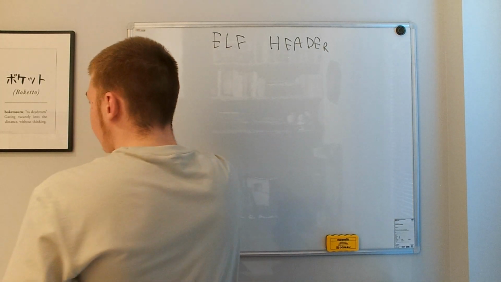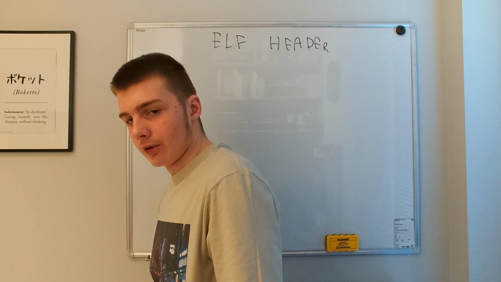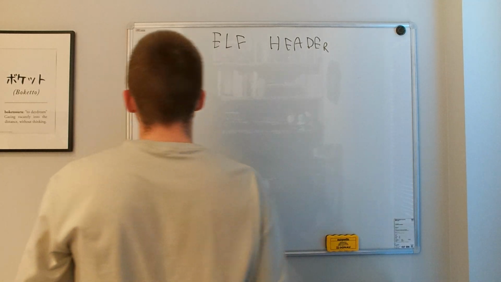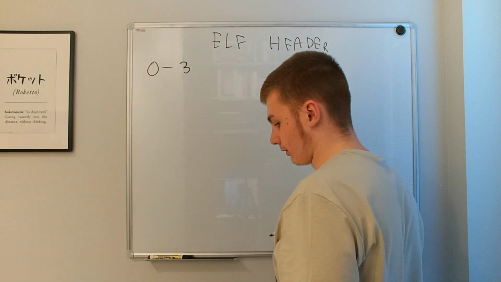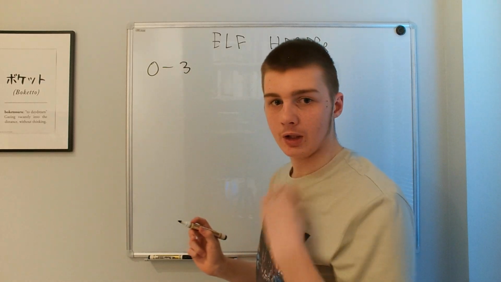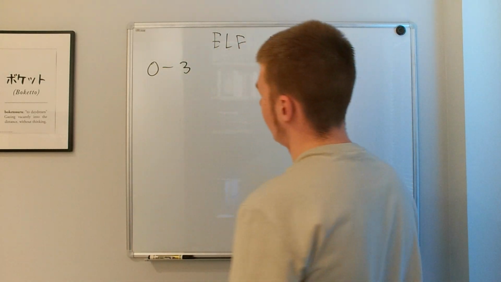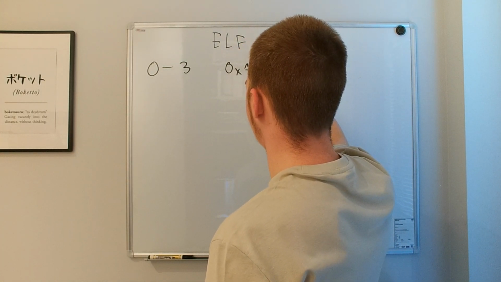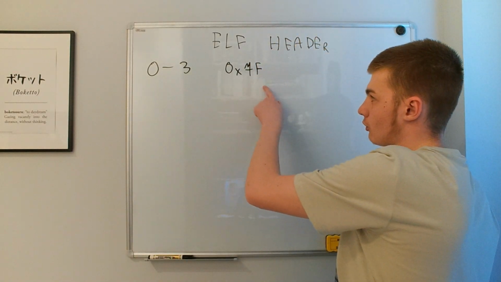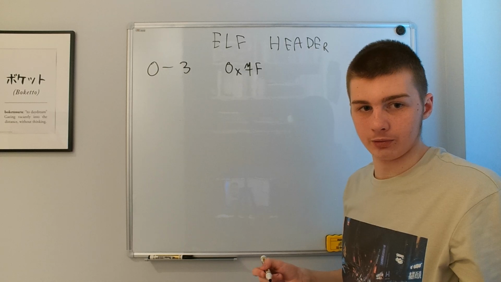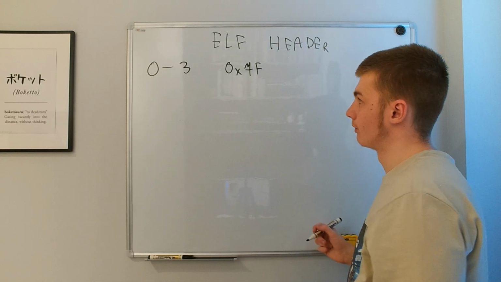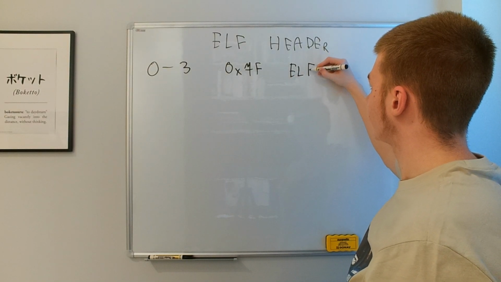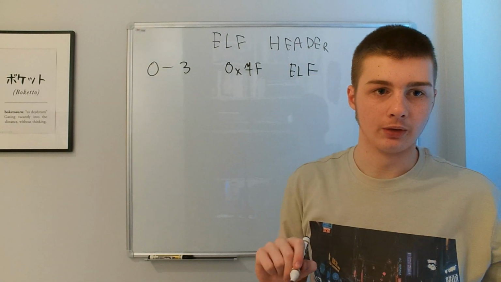I am going to index the bytes in the ELF header from 0, and the first 4 bytes, from 0 to 3, are the ELF signature. First it's the magic number, which is 7F in hexadecimal. This should be the first byte of your ELF file. Then you have ELF, simply stored in ASCII.